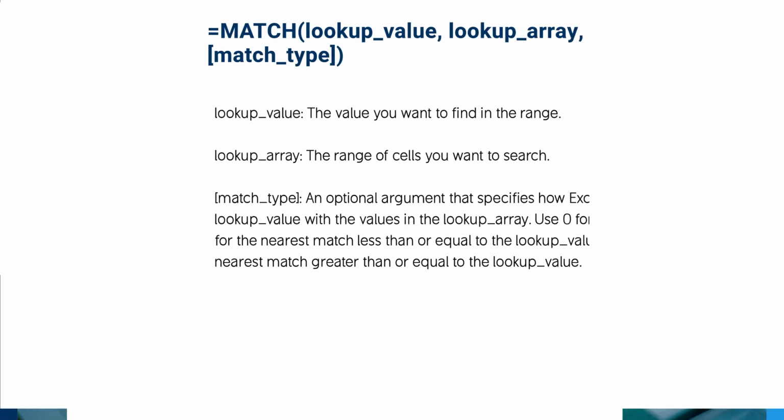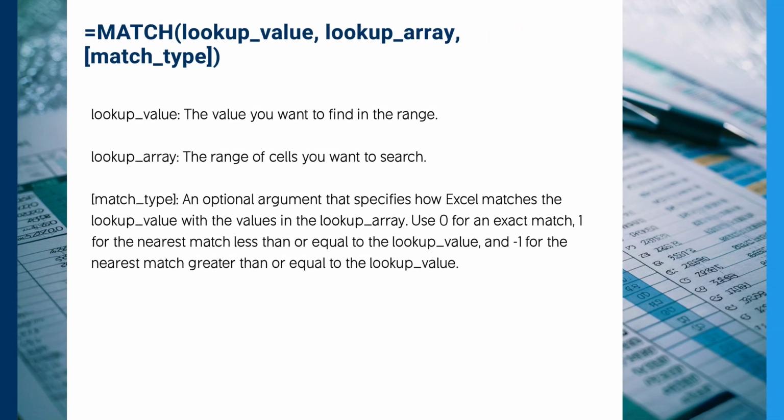Let's start with the syntax of the match function. Here's what each part means. Lookup value is the value you want to search for. Lookup array is the range of cells that contains the value you are searching for. Match type is optional and specifies how Excel matches the lookup value with values in the lookup array.